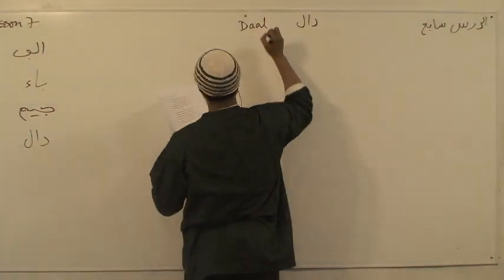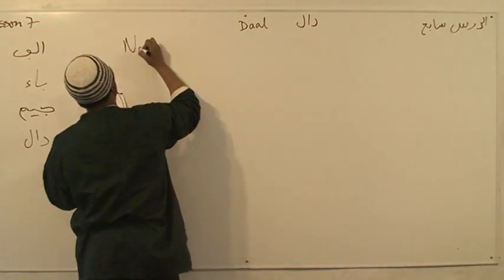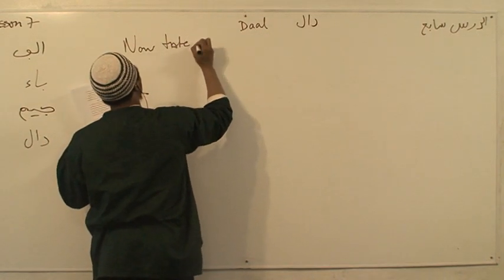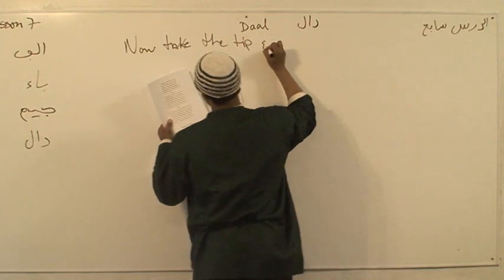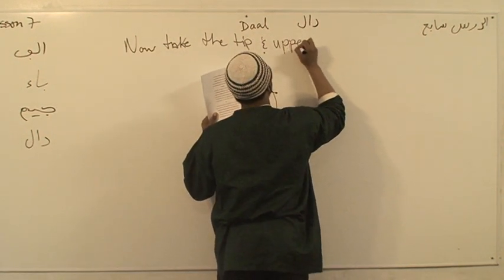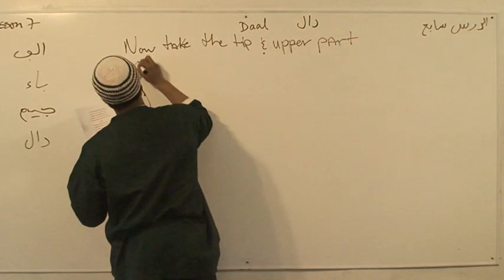DAAL. If I say it, you keep saying it. Now this one is like a marching sound. It says, now take the tip and upper part of that thing.